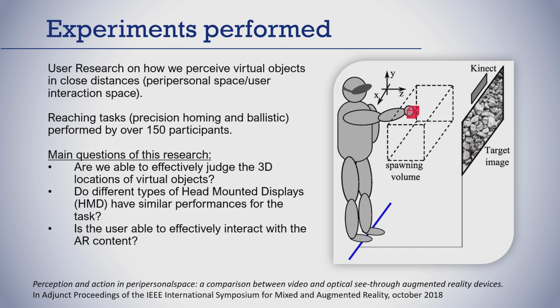So the main research questions of these experiments were to see if the users were able to judge the 3D positions of the targets in the scene, and if they could interact properly with those objects, and if there were any noticeable differences between the two types of display.